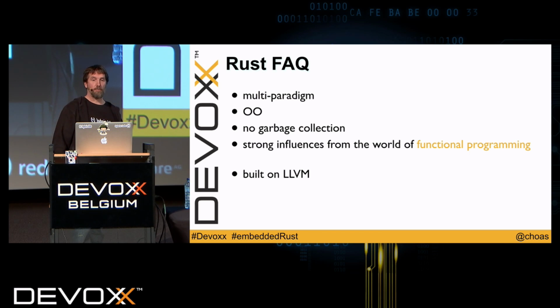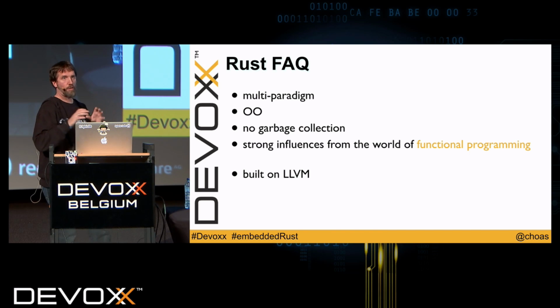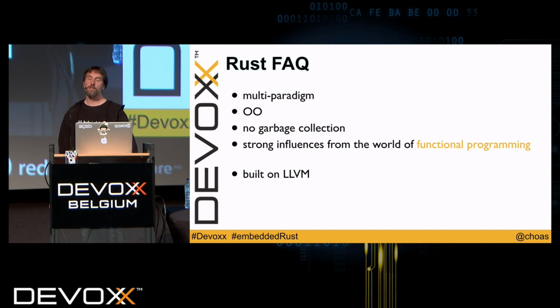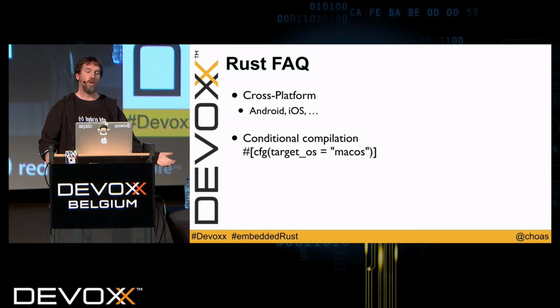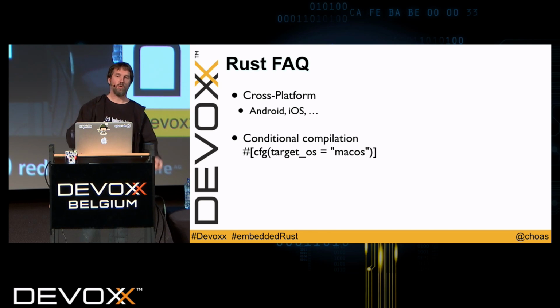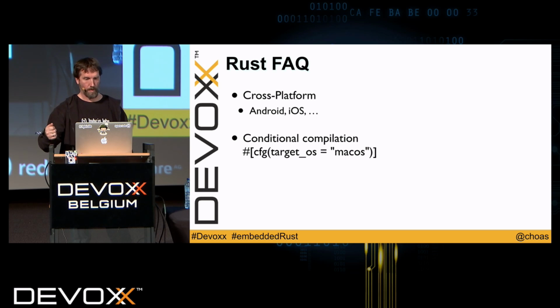Rust is multi-paradigm, so it's not only functional programming, as I thought in the beginning, it also has some OOP paradigm inside of it. But the interesting part is that it doesn't use a garbage collector. With the intelligent memory handling, they don't need a garbage collector. And it's built on LLVM. Rust is cross-platform, so you can use it on Android, iOS, and, yeah, that's the talk here, embedded devices. And you have conditional compilation, so if you have some code especially for a Mac or for some embedded device, you can mark this code.